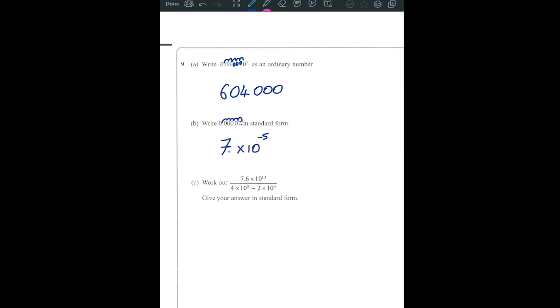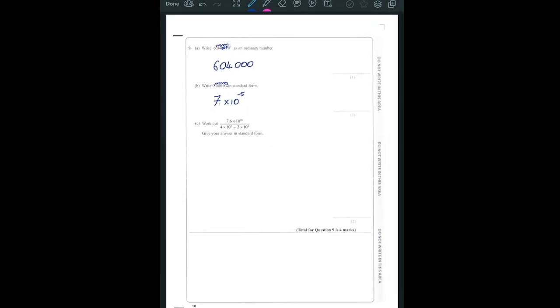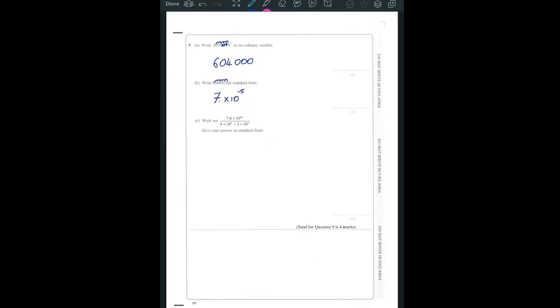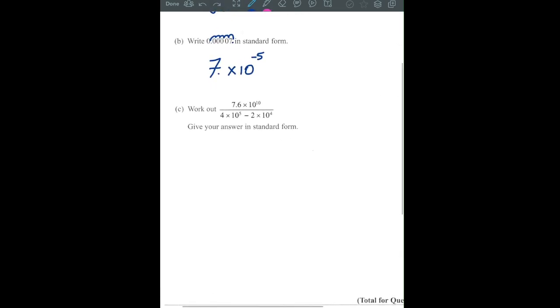Part C. Work out, give your answer in standard form. I'm going to briefly cheat and look at the number of marks for this question. It's only 2 marks, which together with the way the question's worded means you don't need to show any working. You just need to get your answer. You could do this without cheating with the calculator, but the question didn't tell you to show your working clearly. It just said do it.